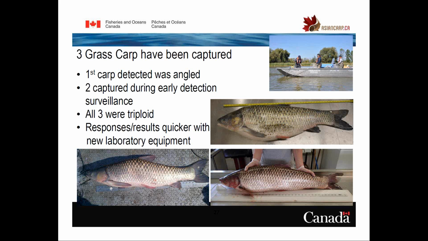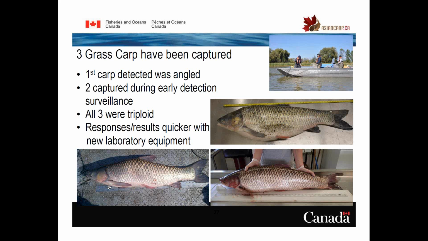And just to give you an idea of the size of some of these fish, this was the first fish that was captured on April 27th in 2013. It was just over 43 inches in total length, so from the tip of the nose to the end of its tail, and just under 41 pounds in weight, so these are large fish. The second fish was captured by our early detection monitoring program in a Trammell net in the Grand River again. This fish was just under 31 pounds and 41 inches in total length.